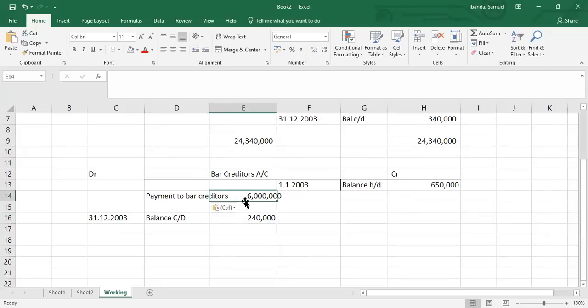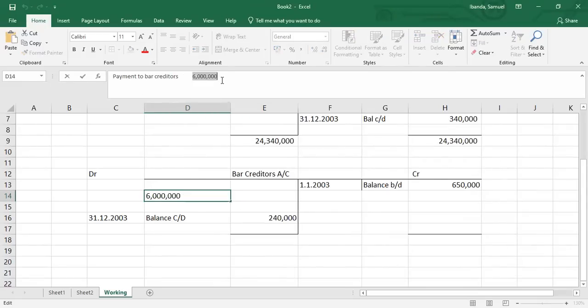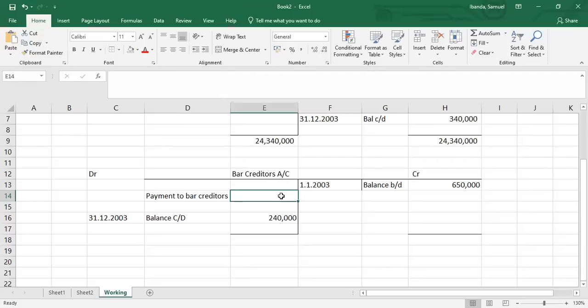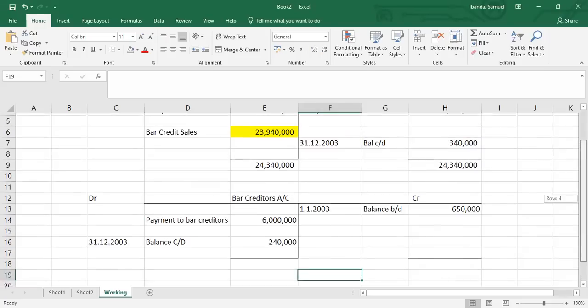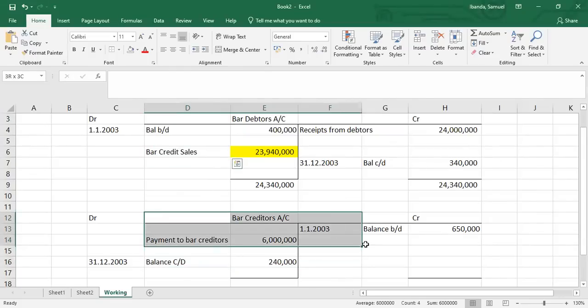Any payments to bar creditors will be recorded within our debit side, okay? Let's try to record the amount here. So that is what we basically have, okay? So that is how you've recorded your things. So you just see whatever we've done with the debtors account, we've basically just interchanged sides, because debtors and creditors work on opposite sides, okay?